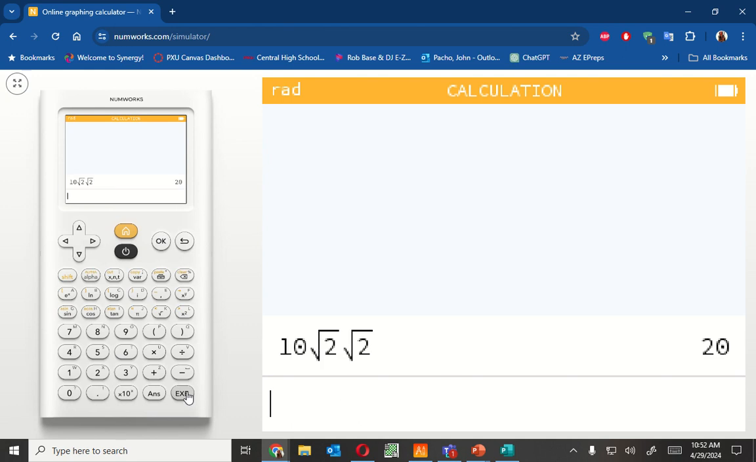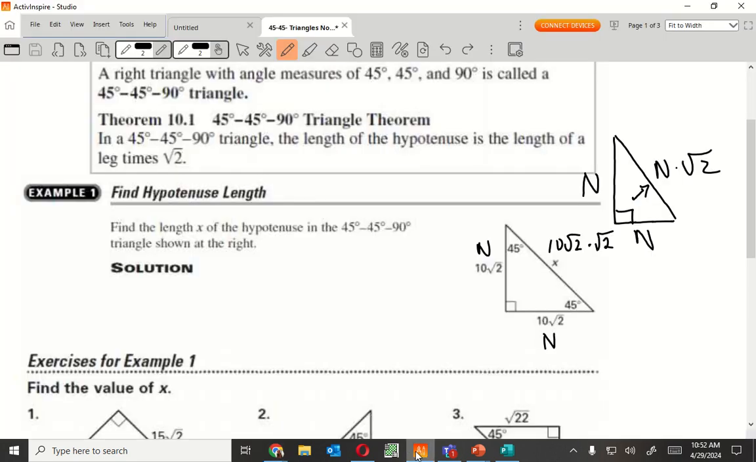There we get 20. Now, there's a couple other ways of doing this, and I'm going to show you why this always works. So this, I know, x is going to be 20. With all right triangles, I could use the Pythagorean theorem. So 10 square root of 2 squared plus 10 square root of 2 squared is equal to, in this case, c squared or x squared. That would be long, but I'm going to show you why it works, because it works every single time.